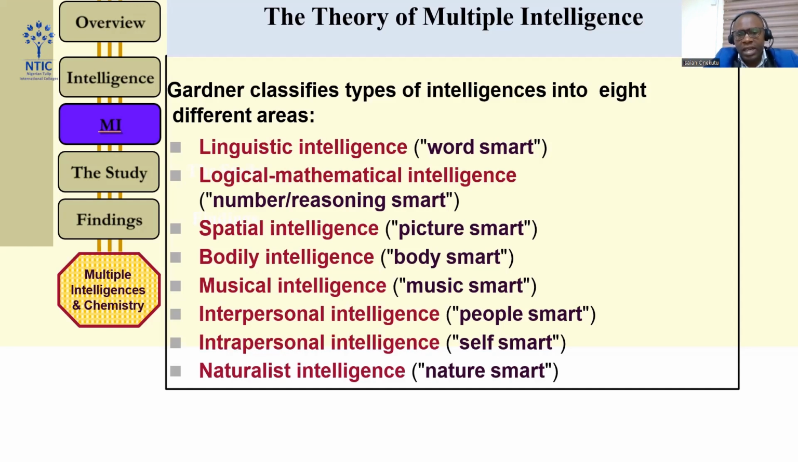They will have the naturalist intelligence. They are nature smart. They just like to travel and want to see things around. So Howard Gardner was able to propound this theory to bring to the fore all of these 8 intelligences.